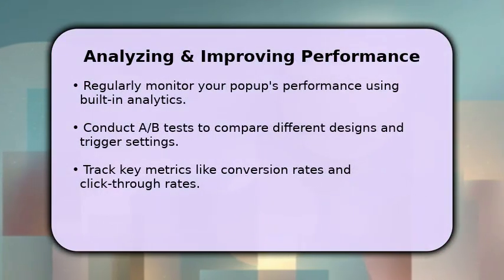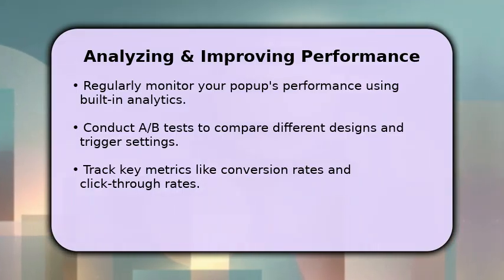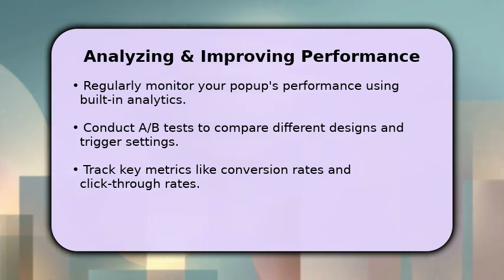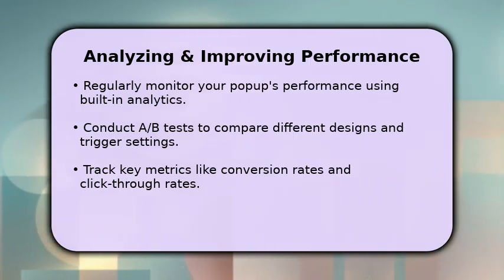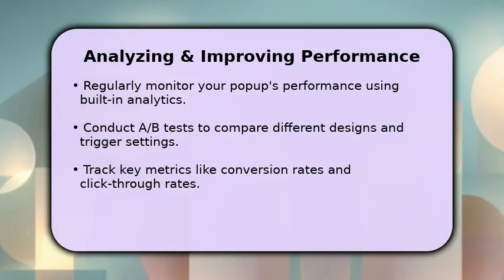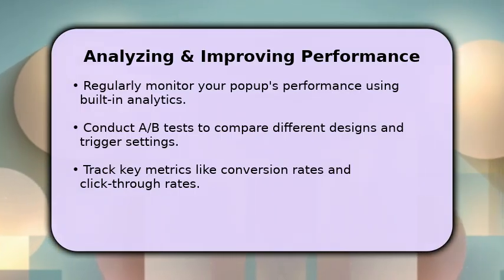Finally, it is essential to monitor and optimize your pop-up campaigns. Most quality plugins offer built-in analytics to track performance metrics, such as conversion rates and views. Implement A/B testing to experiment with different headlines, images, or calls to action to see what resonates best with your audience. By analyzing this data and making iterative improvements, you can significantly boost your pop-up's effectiveness and achieve your marketing goals.